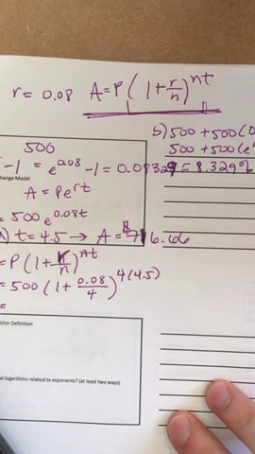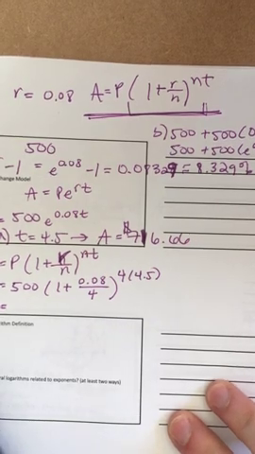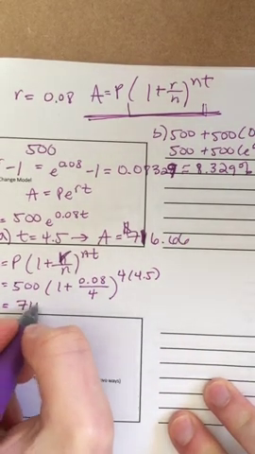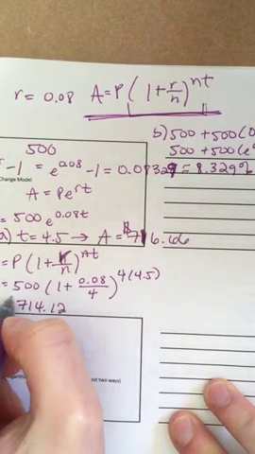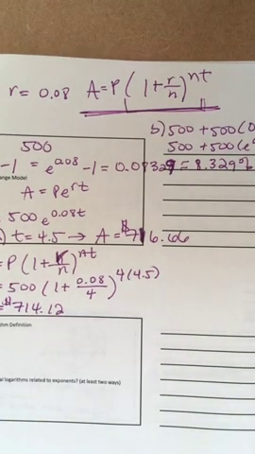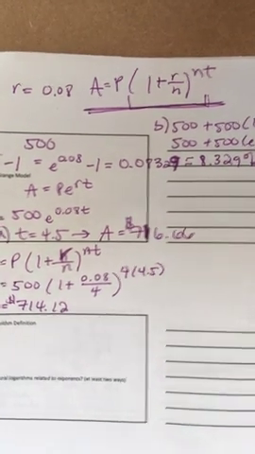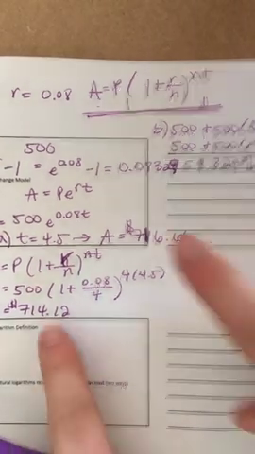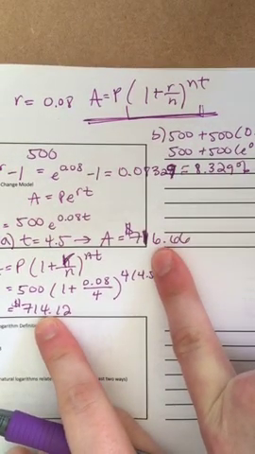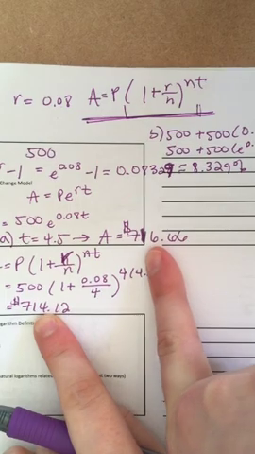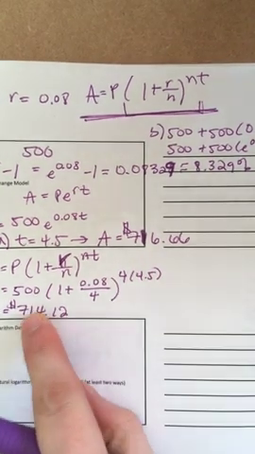So 500, okay, I'm going to do this differently. 0.08 divided by 4, add 1, to the 4 times 4.5 exponent, times 500. That way I don't need parentheses. 714.12. So compounding continuously is better by how much? About $2. A little more, but basically $2. So compounding continuously is better for your buck and your investment.